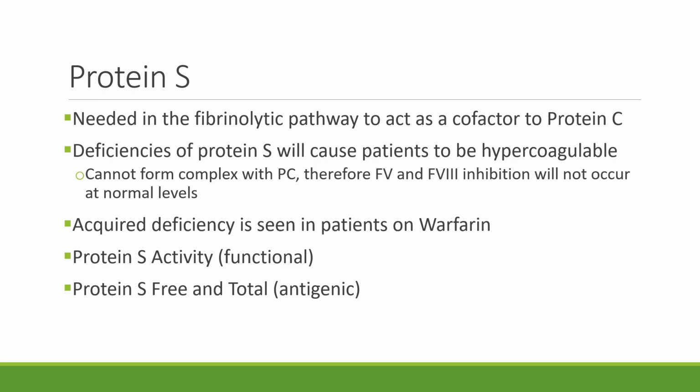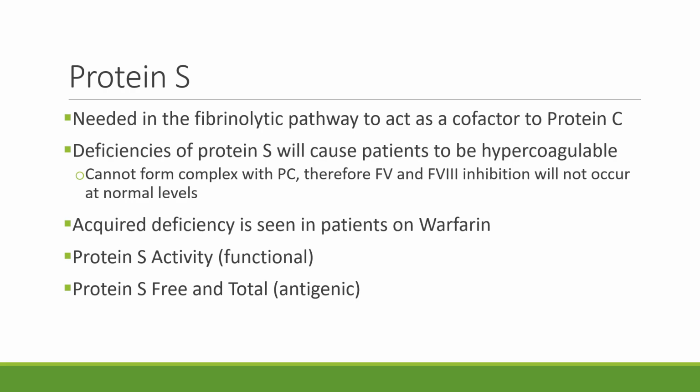Or at least until substrate is utilized, and then we'll have an excess of, say, protein C, but we won't have enough protein S to complex our excess protein C with, so it can't be activated. And therefore, factor 5 and 8 inhibition cannot occur at normal levels. We might have some inhibition because if we're just a little deficient, we'll still have some protein S that can complex with the protein C that's available, but it won't be to the extent maybe that is necessary. And so these patients might still be at an increased risk for thrombosis.